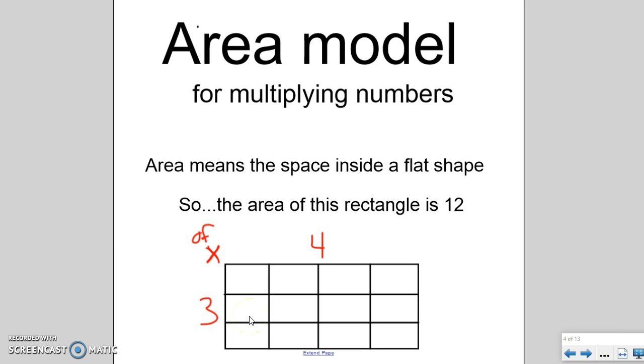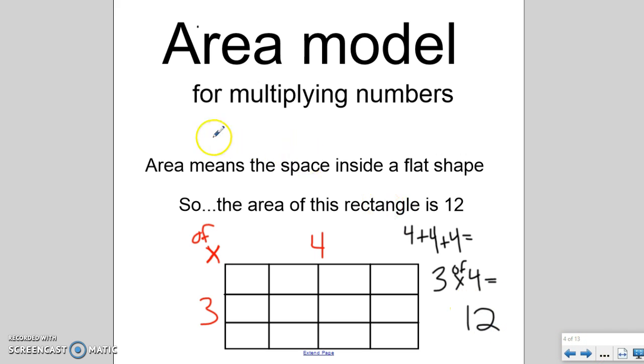And so if I want to have an easier way to figure out how many boxes there are inside of this rectangle, instead of counting them one by one, I could say here that I actually have 3 rows, 1, 2, 3, and each of these 3 rows has 4 in it. So I can say that I have 3 rows of 4. Well, of means multiplication. So really, to figure this out, instead of doing 4 plus 4 plus 4, I could also say that means the same thing as 3 times 4, 3 groups of 4, which we know is 12.